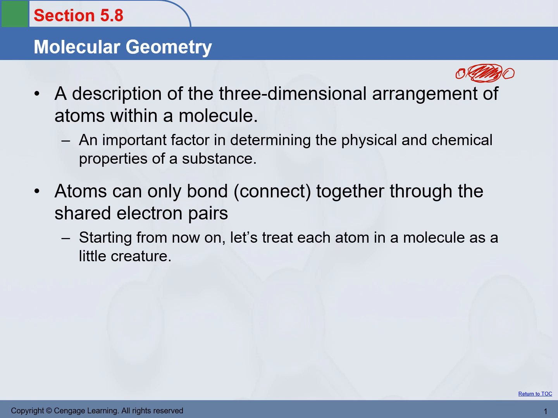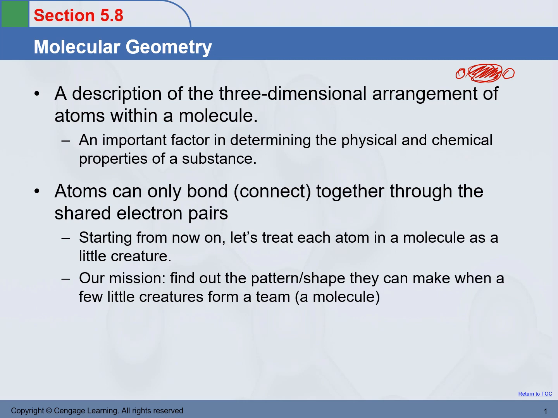Starting from now on, let's treat each atom in a molecule as a little creature, something that can move around and do something with other creatures. And a few of these little creatures together can make a team. A team of creatures will be like a molecule of a few atoms. Our job is to find out the pattern or the shape they can make when a few little creatures form a team.